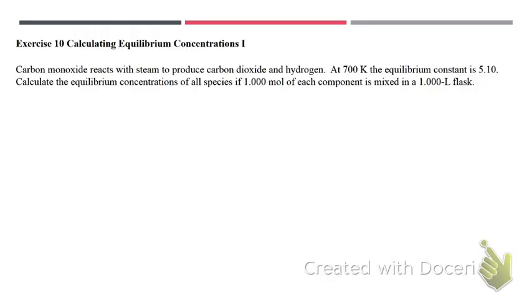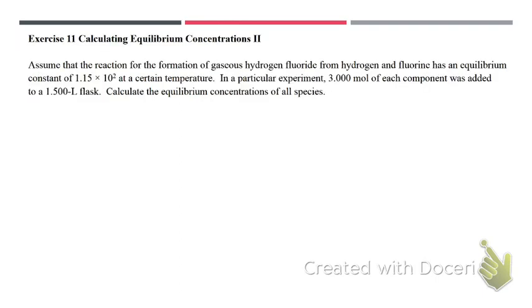In this one, we have, that's the same one, isn't it? Yeah, go to the next one, sorry. In this one, here's our K value. K is 115, because that's easier for me to work with than 1.15 times 10 to the positive 2. We have 3 moles of each added to a 1.5 liter flask here. That's going to be important at the end. These are things that we're just going to notice before we ever do the problem.